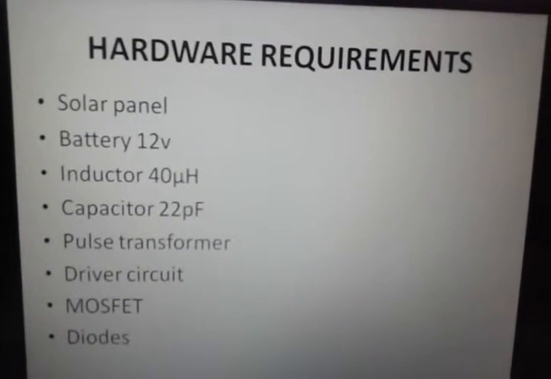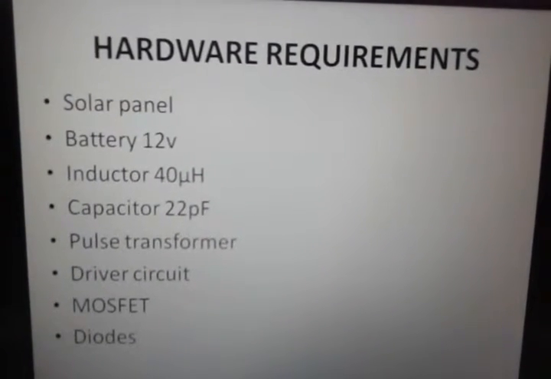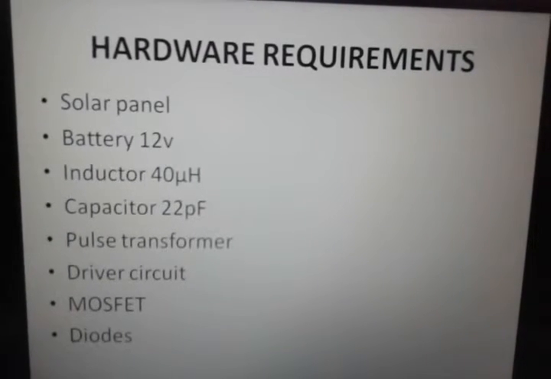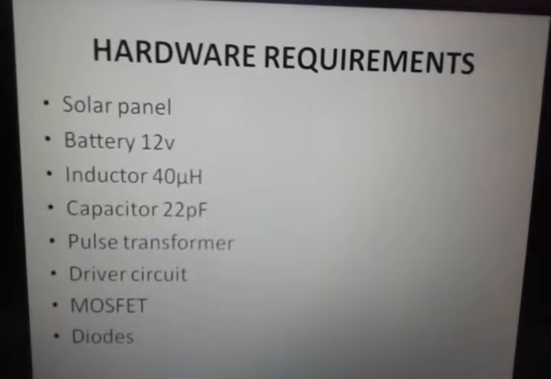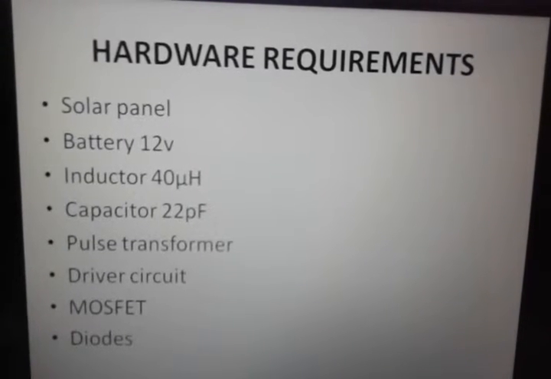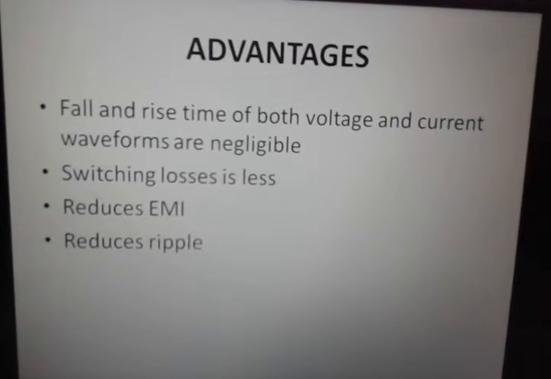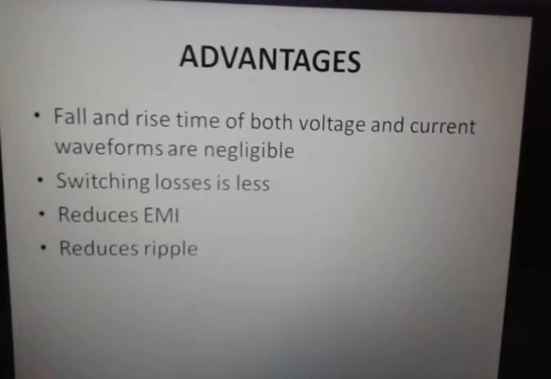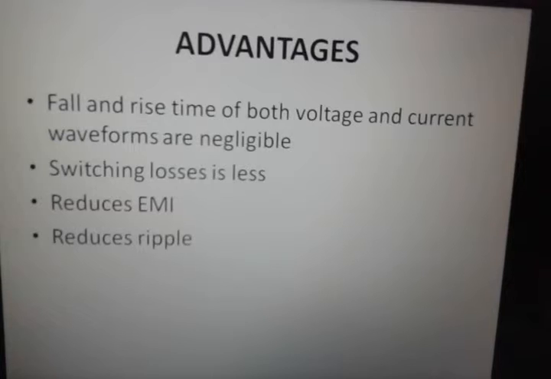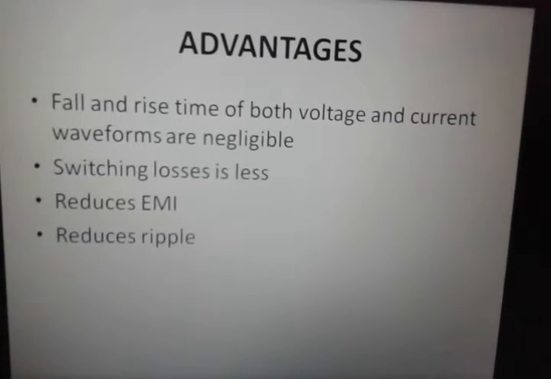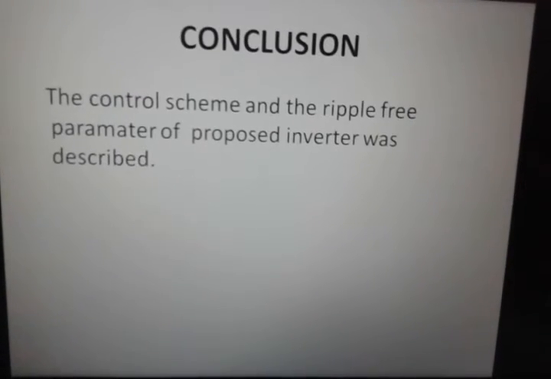Hardware requirements: solar panel, battery 12 volt, inductor 40 mH, capacitor 22 picofarad, pulse transformer, driver circuit, MOSFET and diodes. Advantages: fall and rise time of both voltage and current waveforms are negligible. Switching losses are less, reduces EMI, reduces ripple.